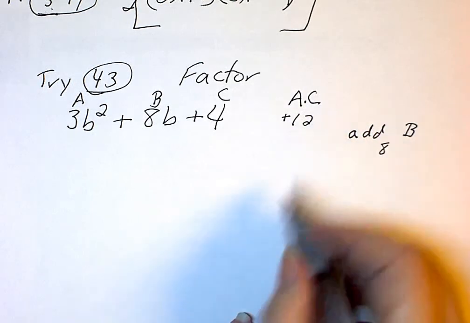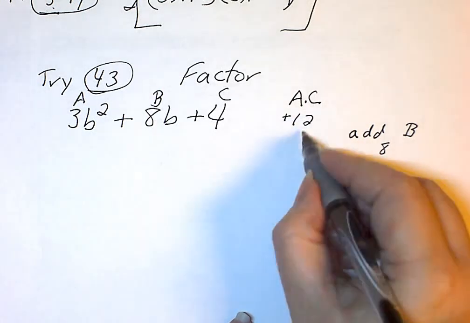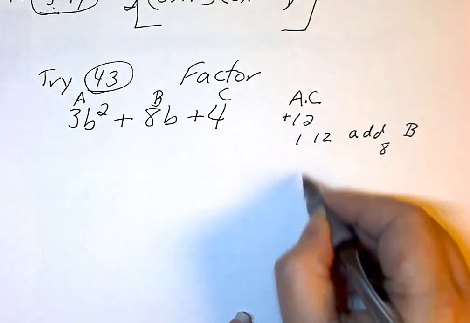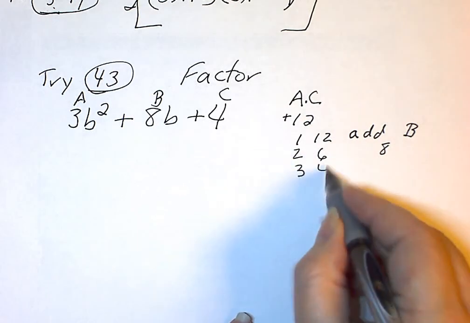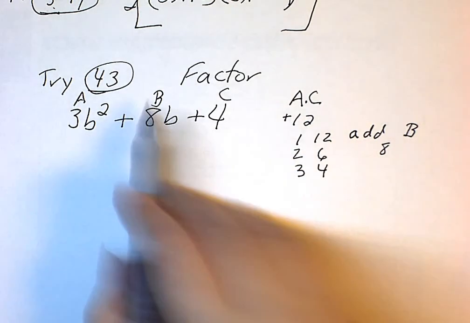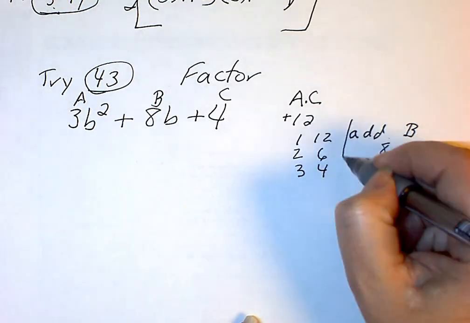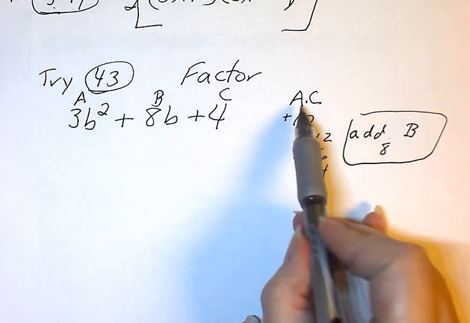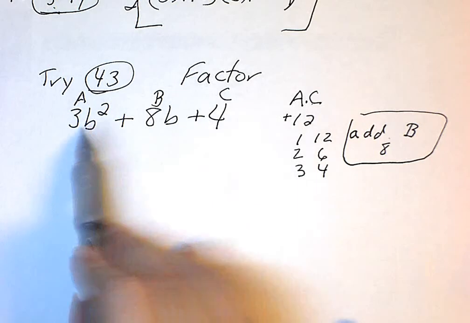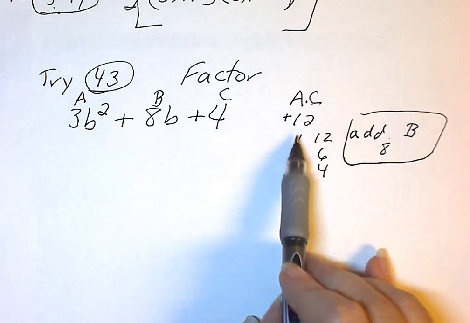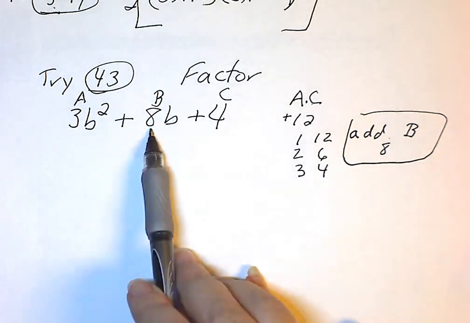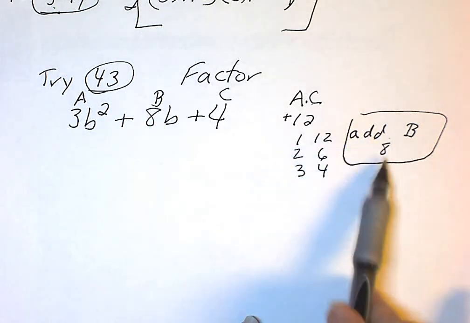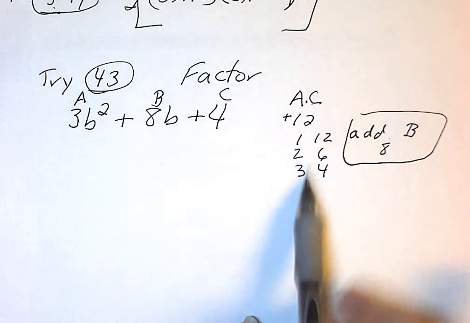So if you don't know what they are, literally go 1 and 12, 2 and 6, 3 and 4. Add up to B. You take AC, and you're finding two numbers that multiply together that add up to whatever B is. So we're looking for two numbers that are going to add up to 8. So what ones work to 8? 6 and 2.